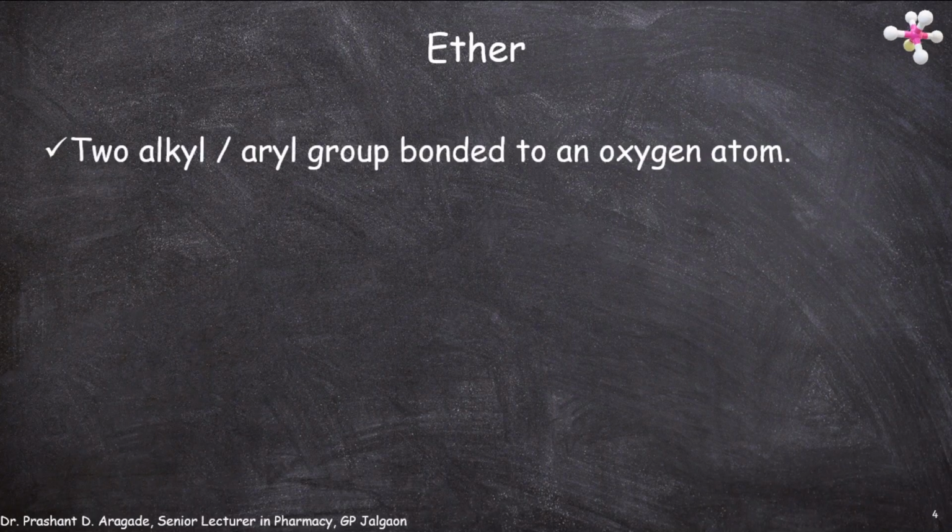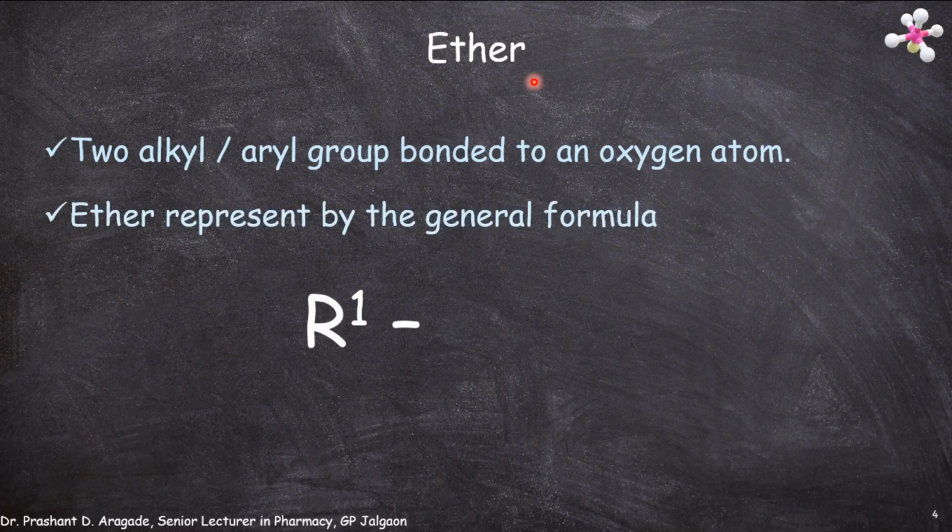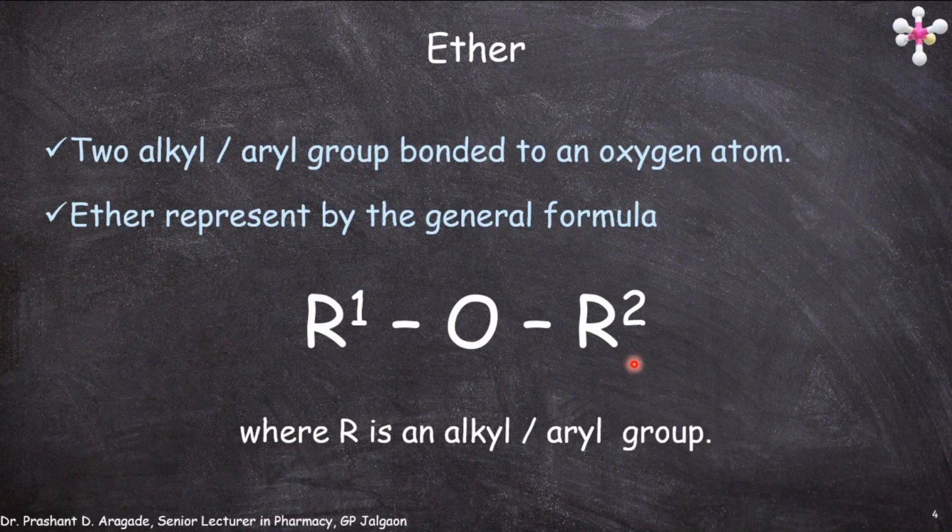Ethers are the compounds in which an oxygen atom is bonded to organic groups. It means two alkyl or two aryl groups are bonded to an oxygen atom. That compound is called an ether. It is represented by the general formula ROR. This R may be the same or different. So these oxygen atoms are attached to alkyl groups or aryl groups, where R is an alkyl or aryl group.